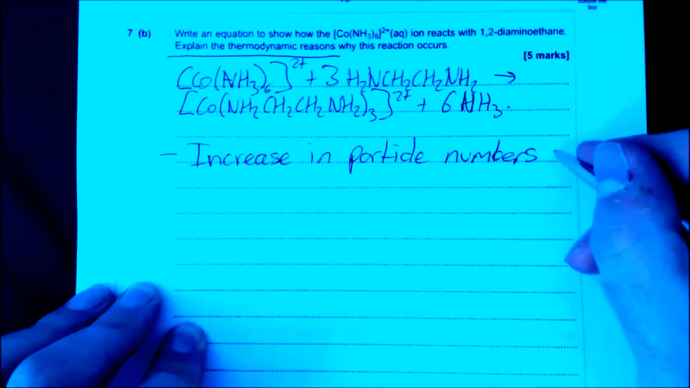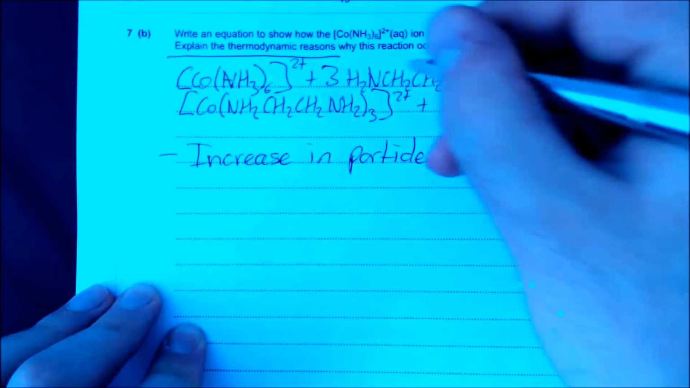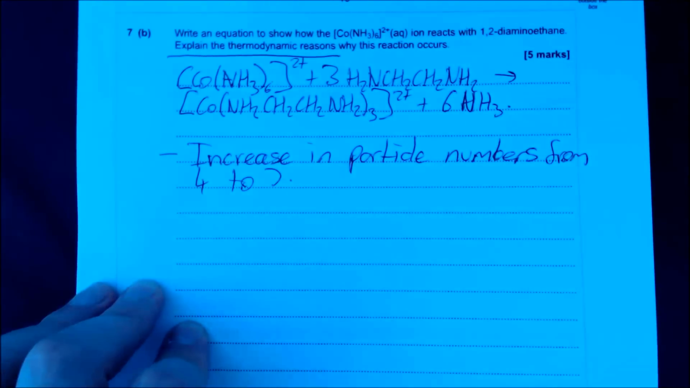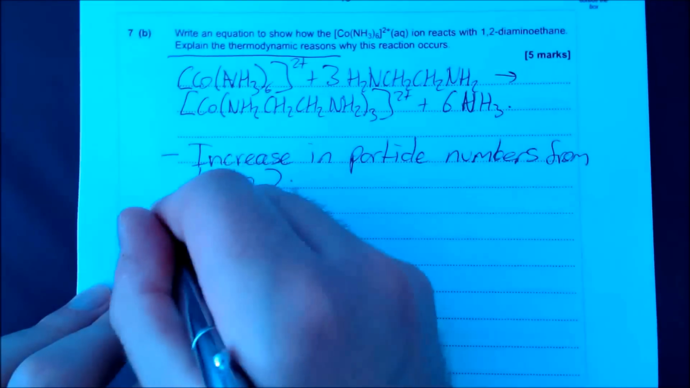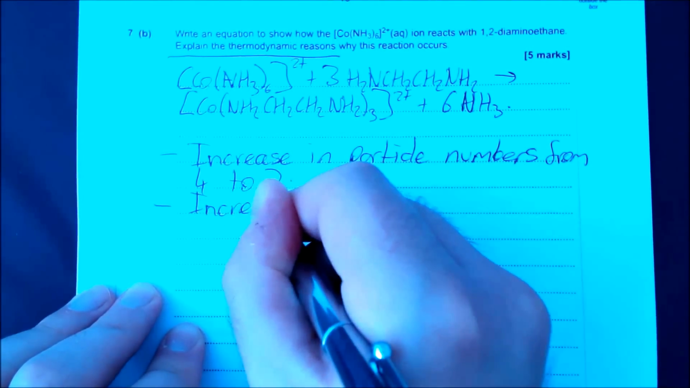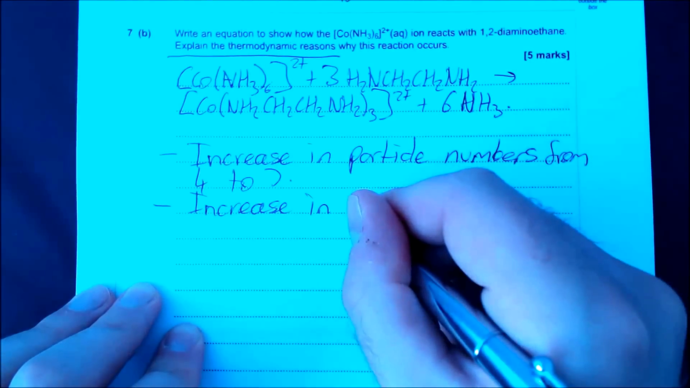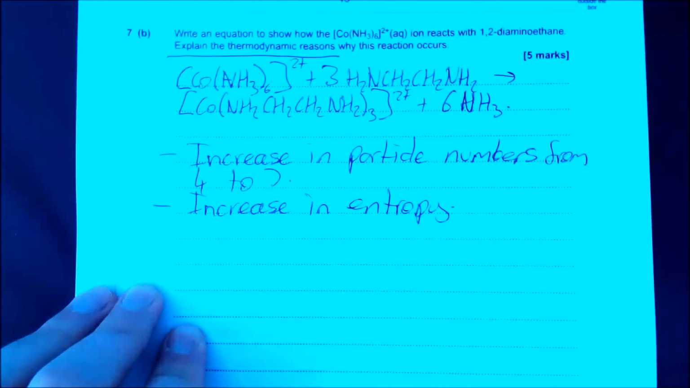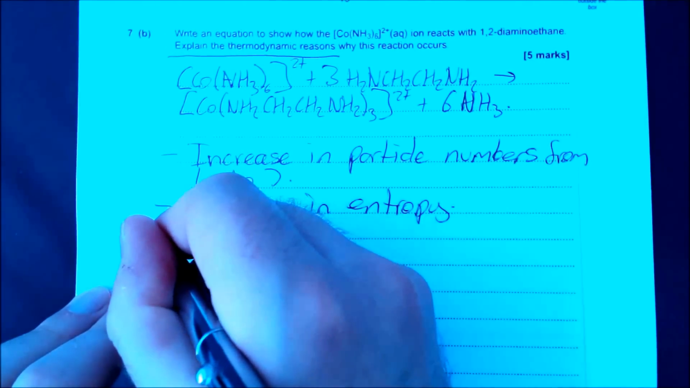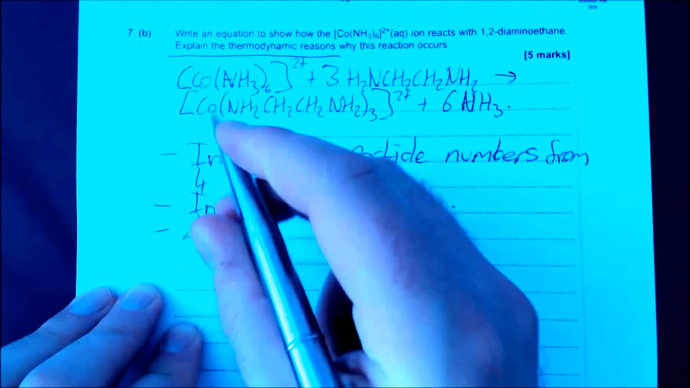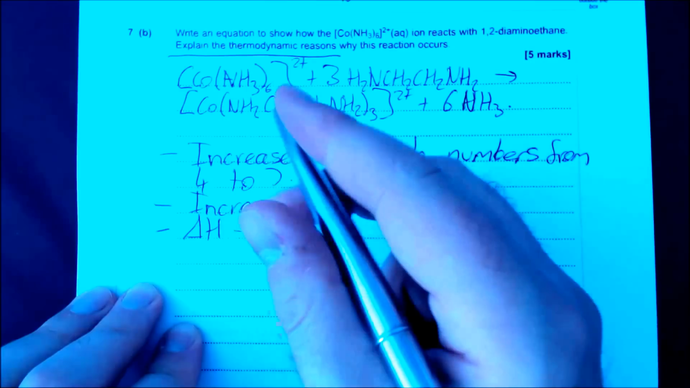Okay, and this is going from, like I say, 4, and we'll go into 7. So what we have to do is talk about the entropy. Obviously we have an increase in entropy. And we need to talk about enthalpy as well. Now the enthalpy change here is actually pretty much 0.